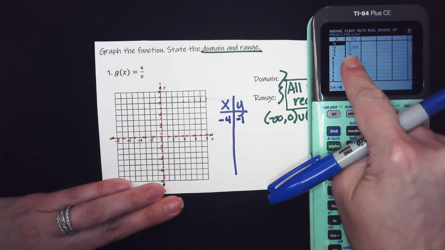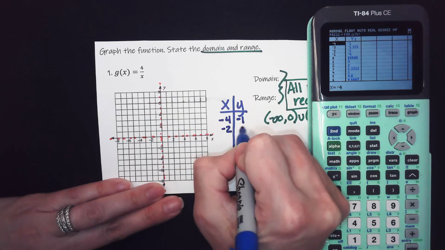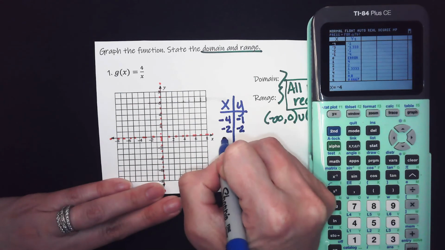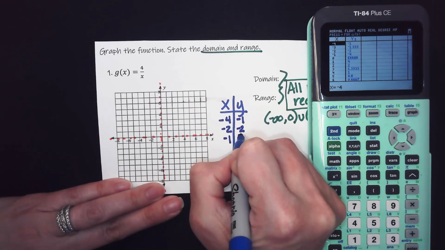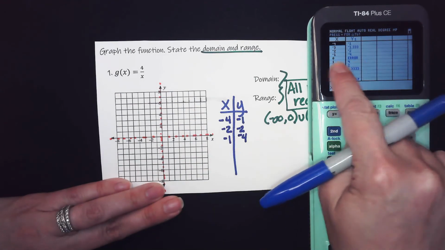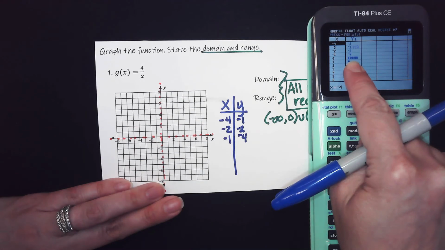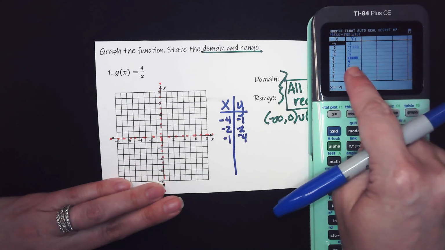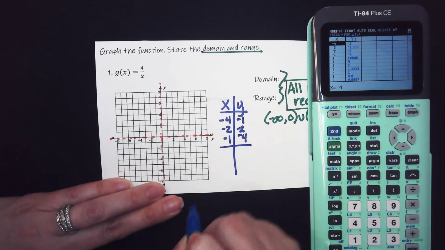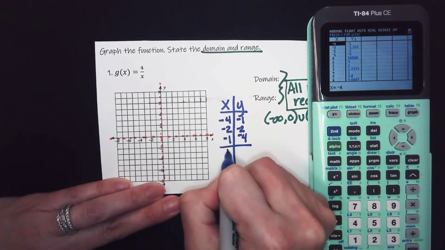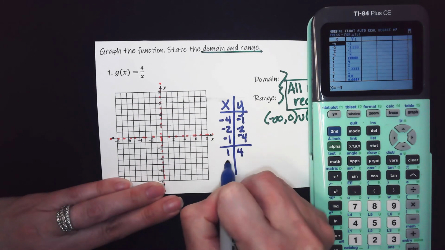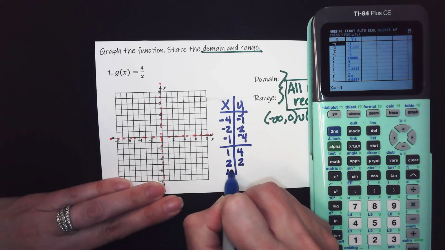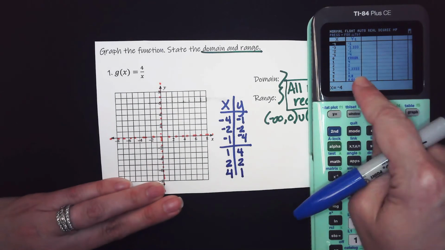I'm going to just put the exact ones. So there I have a negative 2 is at negative 2. Negative 1 is at negative 4. And notice that 0 has an error. That's because there's an asymptote there. And then I have 1, 4, 2, 2, and 4, 1. I'm just writing those whole numbers in there.